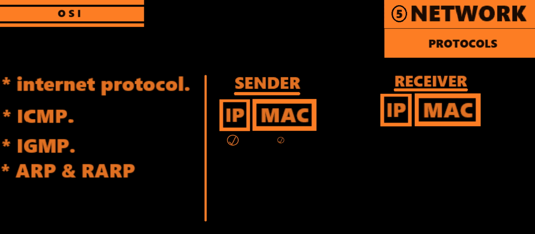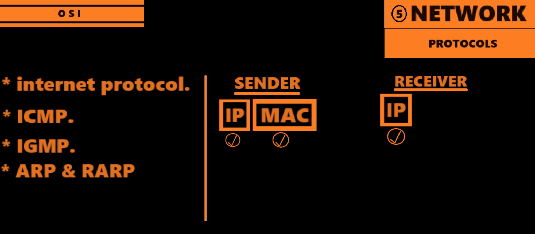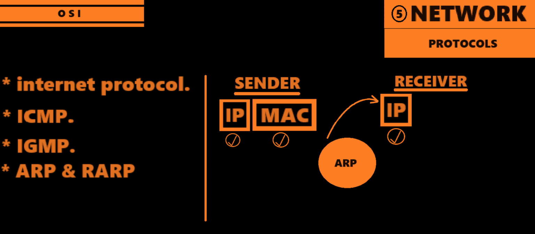Now, we know the IP address and MAC address of the sender, and also the IP address of the receiver, but what we miss is the MAC address of the receiver. Here comes the ARP function. It will send a message to that IP address and ask it about its MAC address.